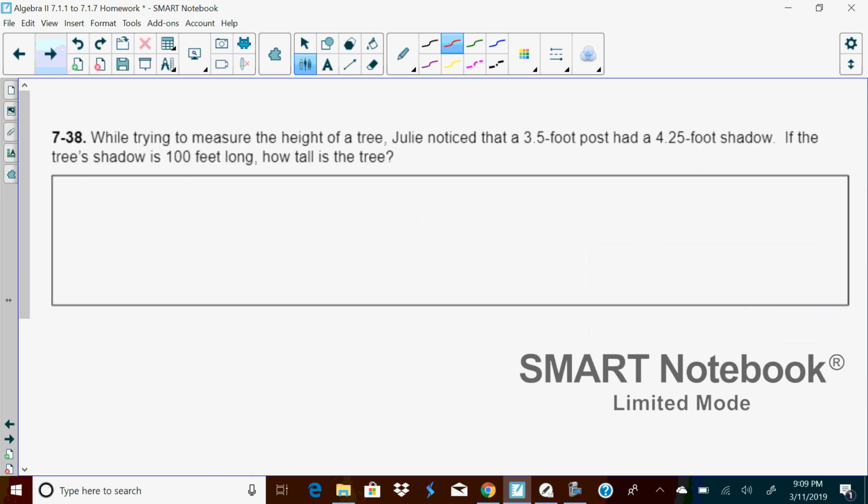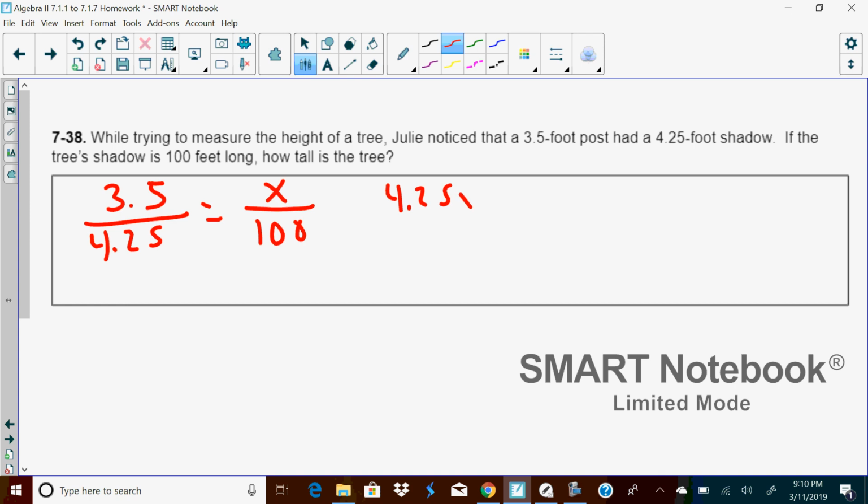Problem 38, we'll try to measure the height of a tree. Julie noticed that a 3.5-foot post had a 4.25 shadow, so we can write it as a ratio, 3.5 over 4.25. If the tree's shadow is 100, how tall is the tree? So I would get 4.25x equals 350 divided by 4.25. So x is going to be approximately 82.4 feet.